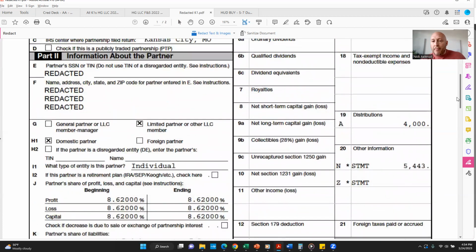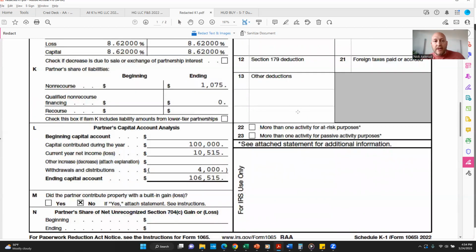Once that happens, that all gets carried down into box L. So box L is what you would care about, right? It talks about what your capital contribution was to the project. It adds in the net income or net loss of the project.